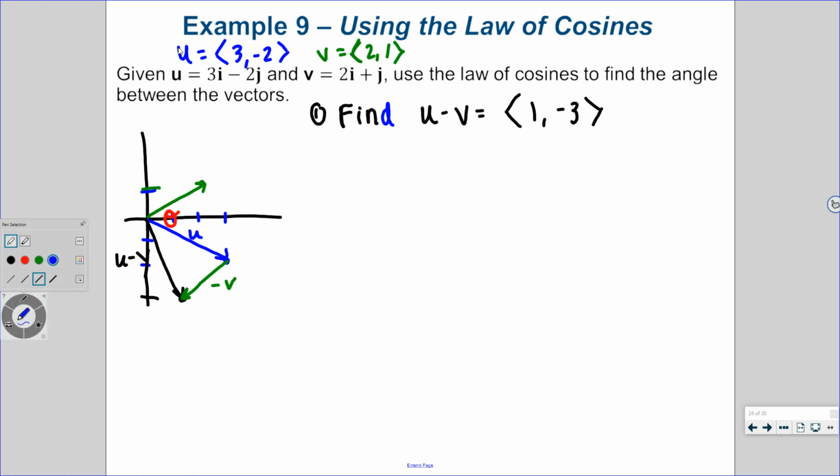Okay, so based off what we just talked about, this angle right here is going to be the same as this angle right here, alternate interior angles of those two parallel vectors. So we're going to find the magnitude of u, find the magnitude of v, find the magnitude of u minus v, and then use law of cosines to find that angle, which is the same as that angle.